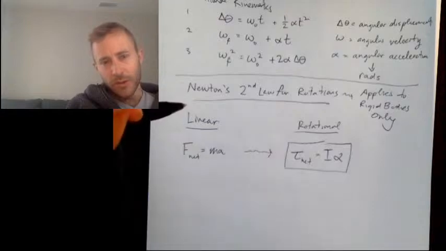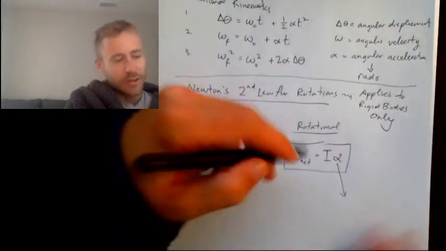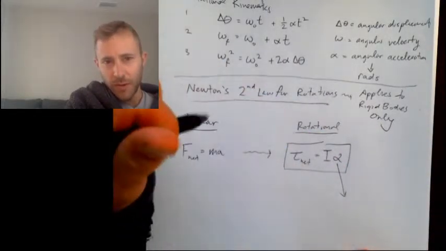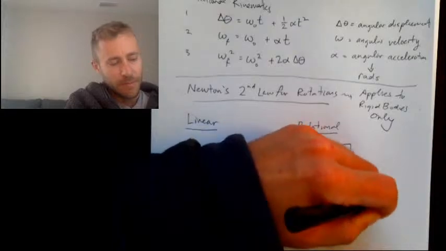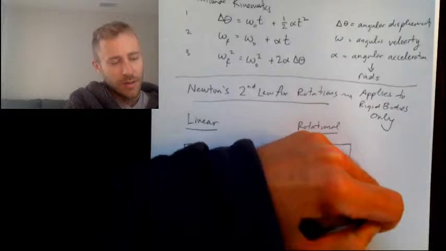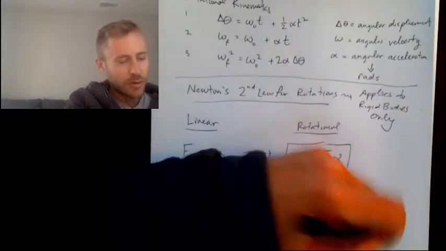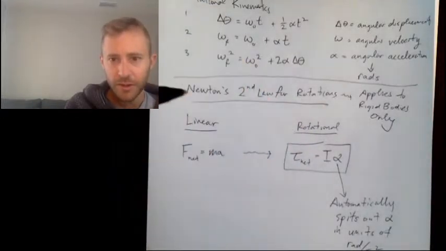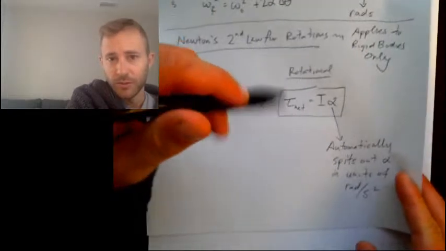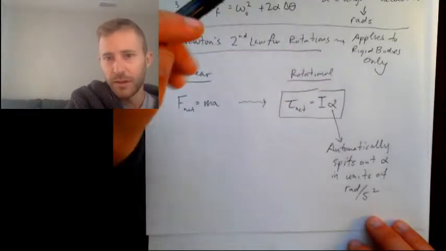So now that we know Newton's second law for rotations, we can explain why we are using radians. The reason that we are using radians is because this equation is true only if the alpha is measured in radians per second squared. So this equation automatically spits out alpha in units of radians per second squared. Okay? It wouldn't take this simple form. There would be an extra factor multiplying everything. So if we didn't use radians per second squared, for example, if we used degrees per second squared or revolutions per second squared. And so that is the reason why we have been using radians.